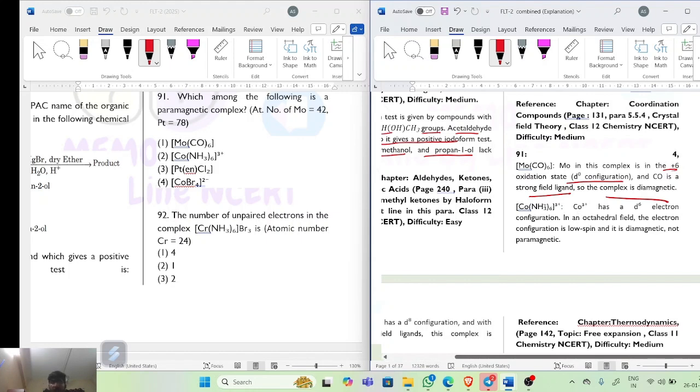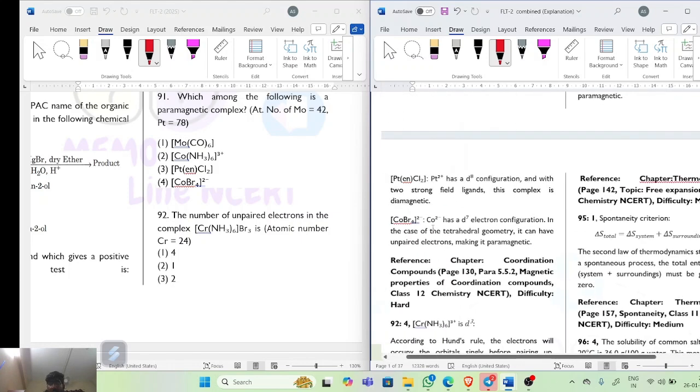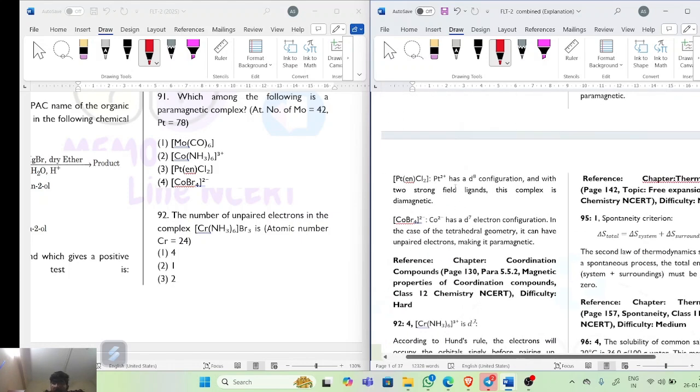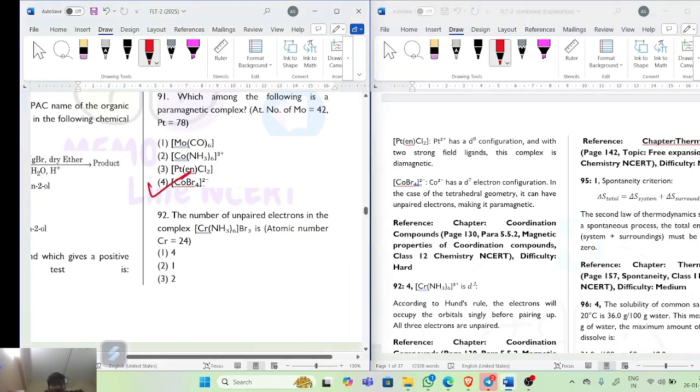Similarly, if you check option number 2, it has an oxidation state of +3, so a d6 configuration. It is also diamagnetic, not paramagnetic. Now in option number 3, it has a d8 configuration and a strong field ligand, so this complex is also diamagnetic. But if you check option number 4, this is a weak field ligand with a d7 configuration. So it will definitely be a paramagnetic complex, meaning it will definitely have unpaired electrons. So option number 4 is our correct answer.